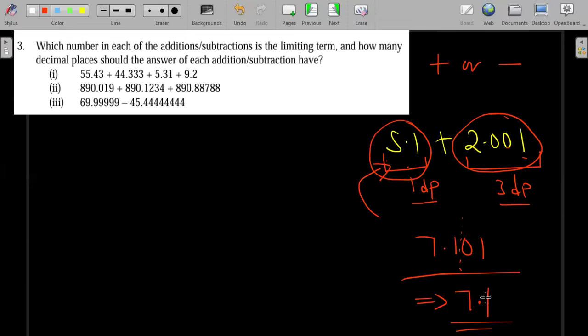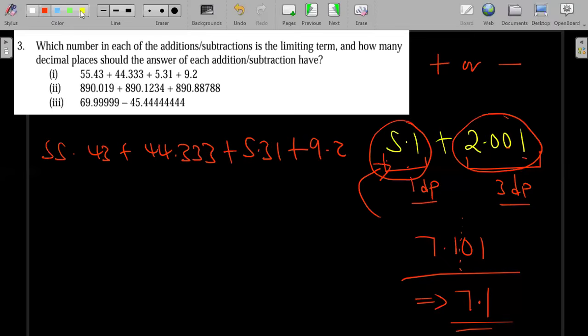So we are simply adding those numbers, and then considering how many decimal places they had. On number 1 there we have 55.43 plus 44.333 plus 5.31 plus 9.2. How many decimal places does each have? This one has 2 decimal places. This one has 3 decimal places. This one also has 2 decimal places. And this one has 1 decimal place.